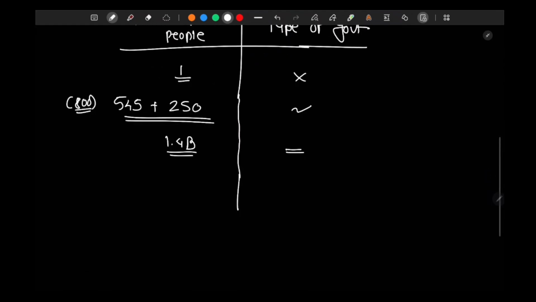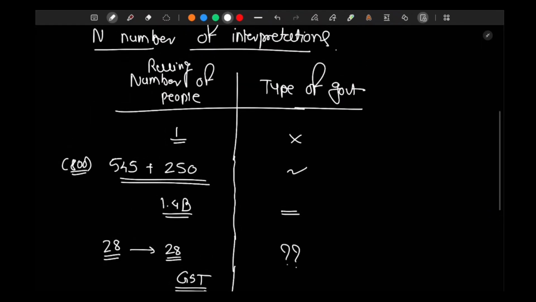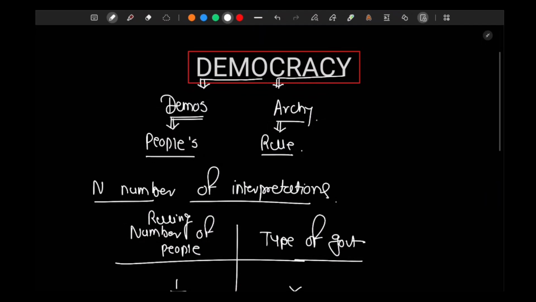And if I say, how many states do we have? 28 states. 28 states send their representatives to the GST Council. They deliberate among themselves about principles of tax devolution. Is it democracy? It can be, it cannot be. So people's rule can have and may have multiple interpretations.